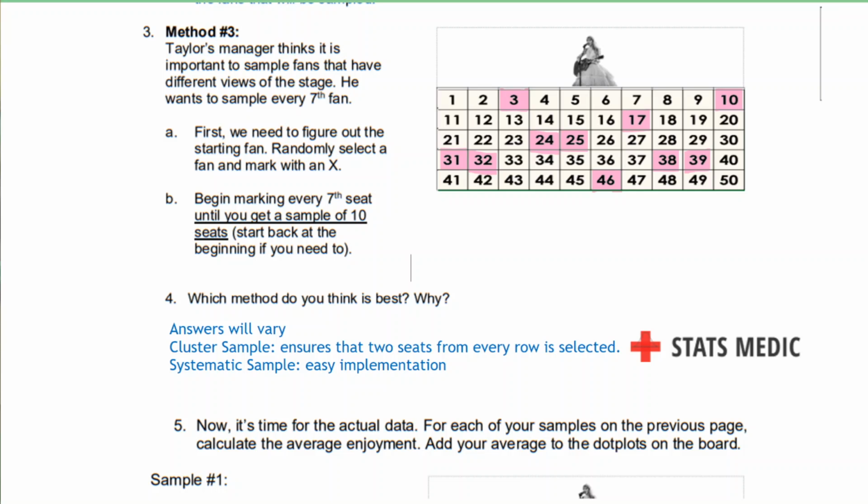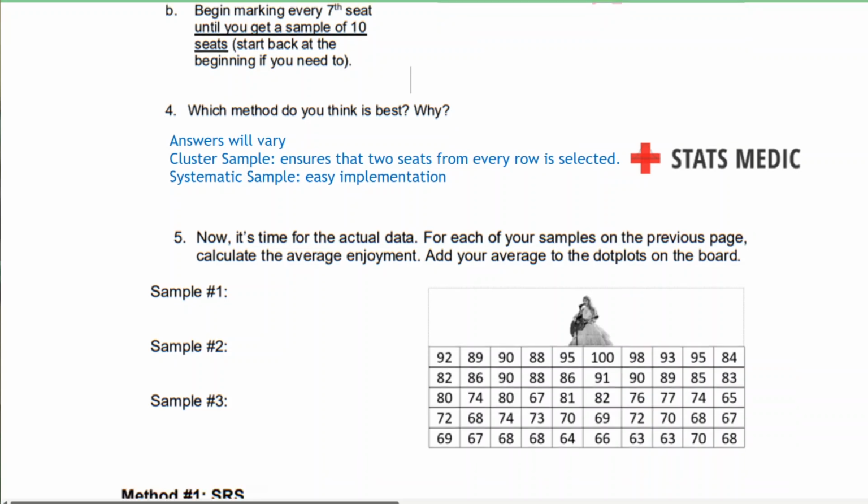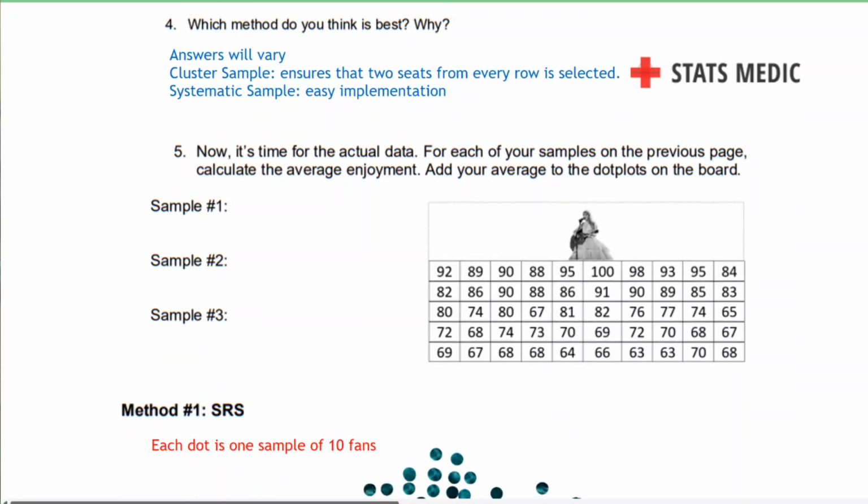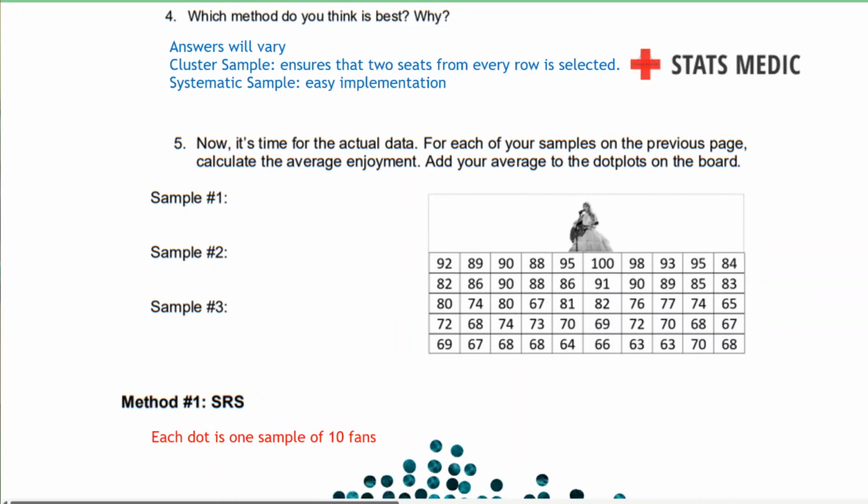Because we did use some kind of randomization method. So it's time to look at the actual data. So we're going to compute our averages. Now we already did sample 1. It is the same simple random sample that we did before. And if you remember, that average was 84.5.